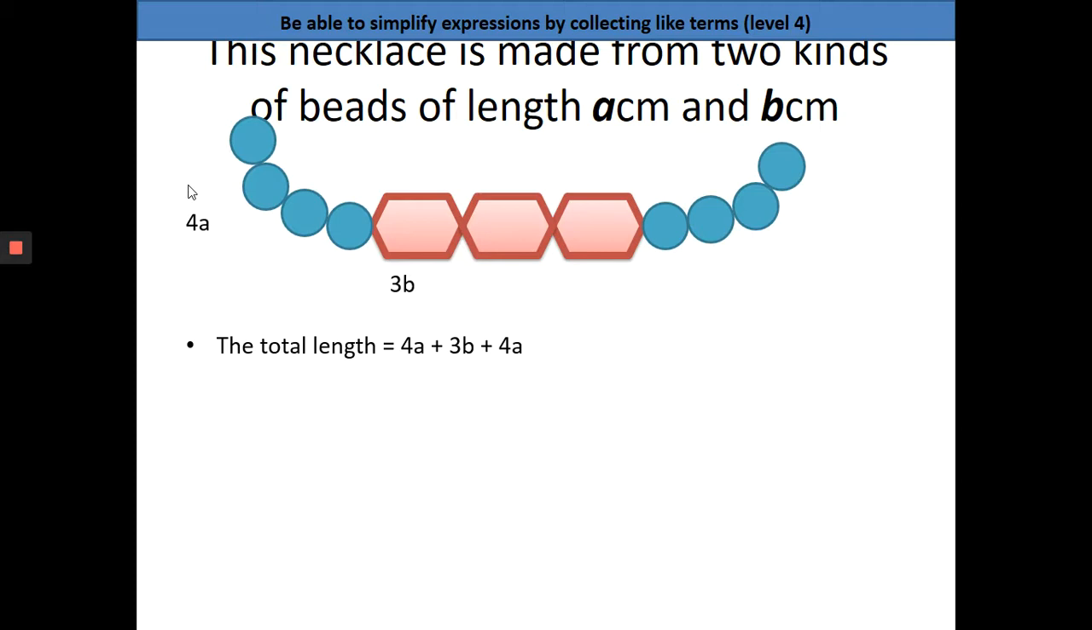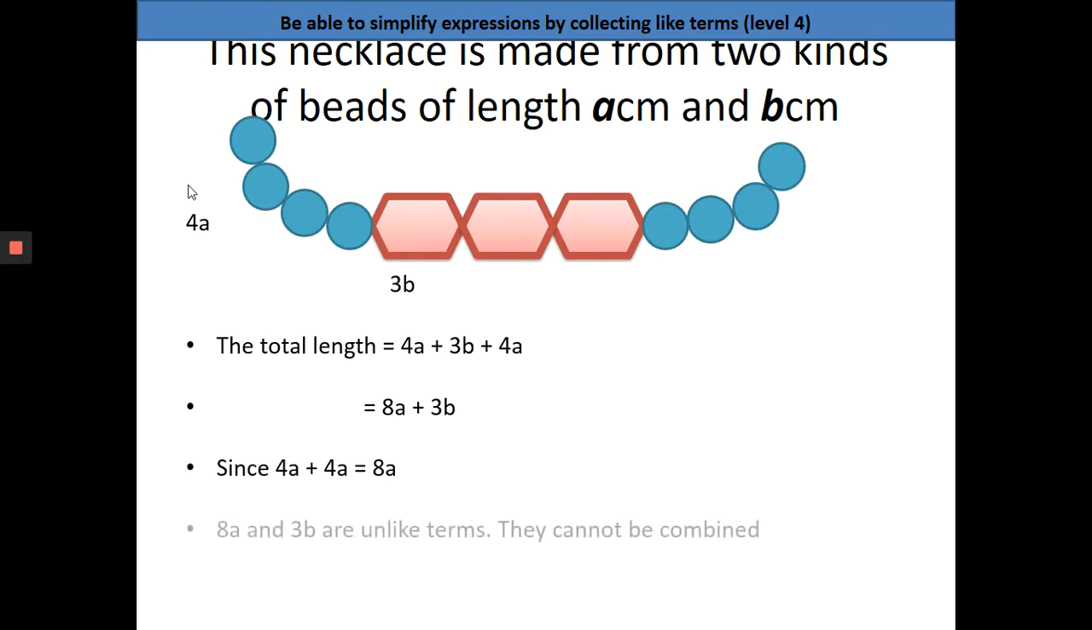Because we can't put the a's and the b's together, we have to separate them. So it becomes 8a plus 3b. So we put the two 4a's together and we keep the 3b separate by itself. A and B are unlike terms, so they cannot be combined together.